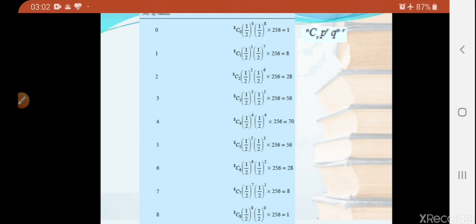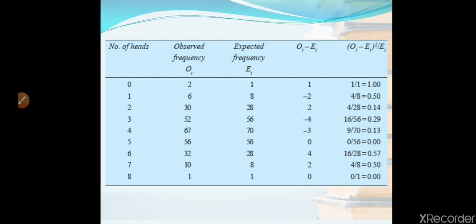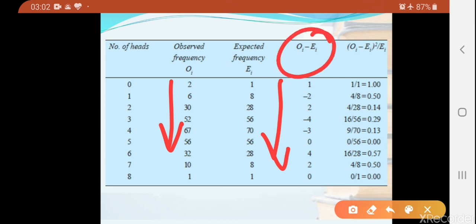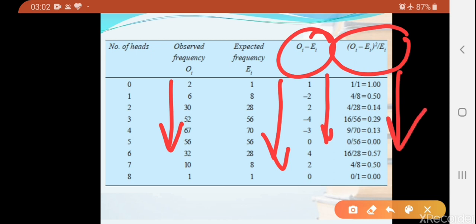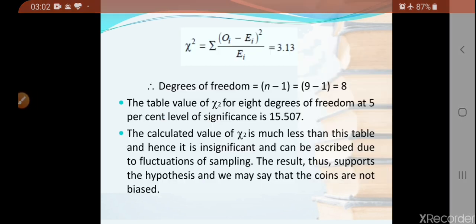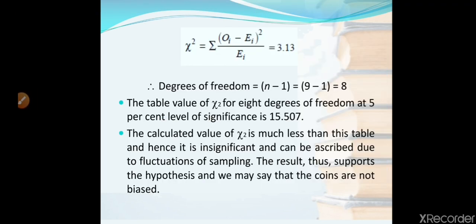So observed frequency is given to us, and for each number of heads we have calculated the expected frequency. Number of heads 0, 1, 2, 3, for each the observed frequency has been given, and expected we have calculated. Then we can find out the difference square divided by expected frequency for all the values, and then we can add this up. That would be our chi-square value, sigma (Oi minus Ei) square upon Eij. So that comes out to be 3.13.